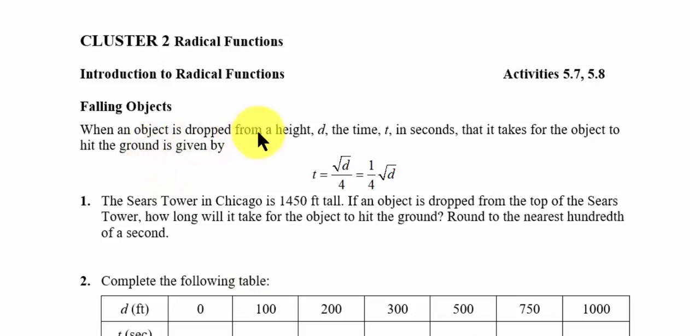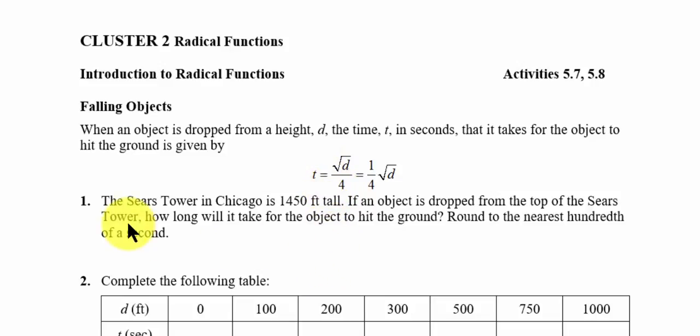When an object is dropped from a height d, the time t in seconds that it takes for the object to hit the ground is given by the following equation. This is similar to what we did in chapter 4, where we were on top of the Sears Tower, we dropped the ball, and we had an equation that gave us the height of the ball at any given time. We now have a different equation that also describes the height and time relationship.